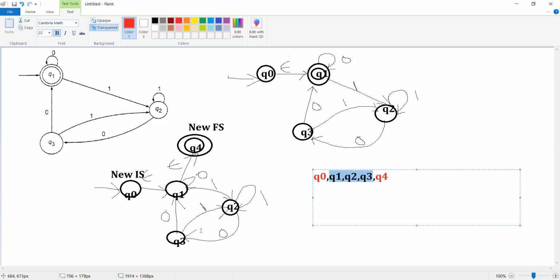Okay, so that's it for today's class. What we did in today's class is we worked out one more exercise using Arden's theorem, and we started the discussion of the state elimination method. In this state elimination method, we discussed the main principles to be followed in order to make use of it. Okay, so that's it for today's class.